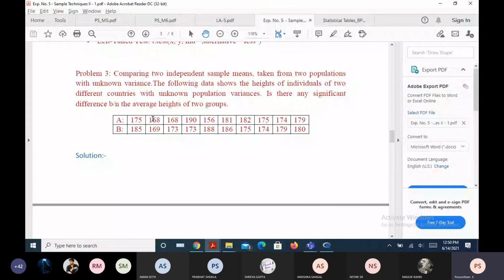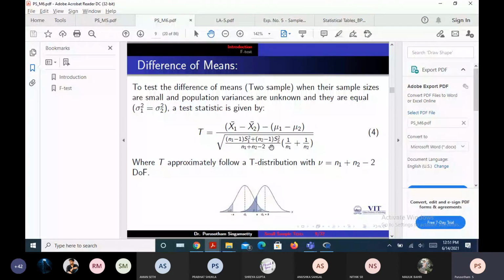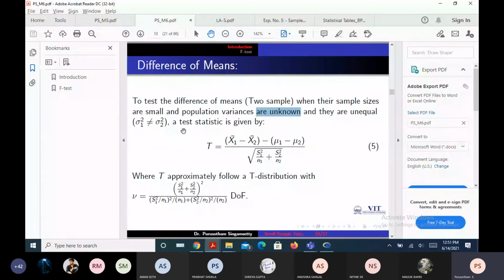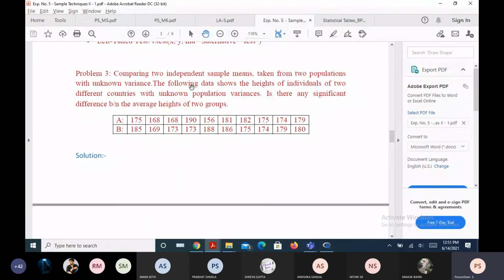slides. This equation 4 follows an assumption that the population variances sigma 1 square and sigma 2 square are unknown and they may be equal. This other formula is for sigma 1 square and sigma 2 square unknown and they may be unequal. Here the population variances are unknown. As they may be two different countries, if you want to assume, you can also assume that they are unequal.